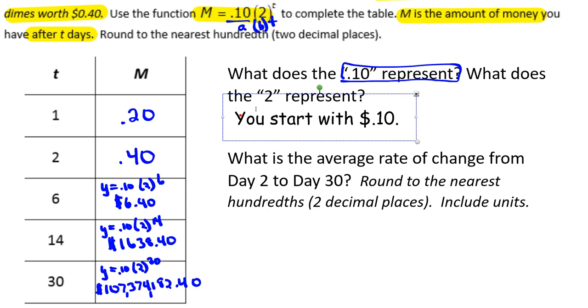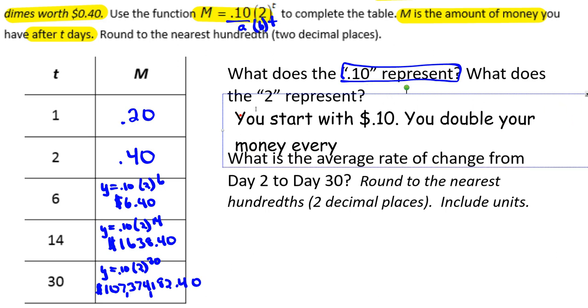What does the 2 represent? Well, the 2 is that scale factor. Remember, that's what you're multiplying by. Since I'm multiplying by 2, we're really just doubling our money, which we actually indicated up in the problem. So the 2 represents that you are doubling your money every day.